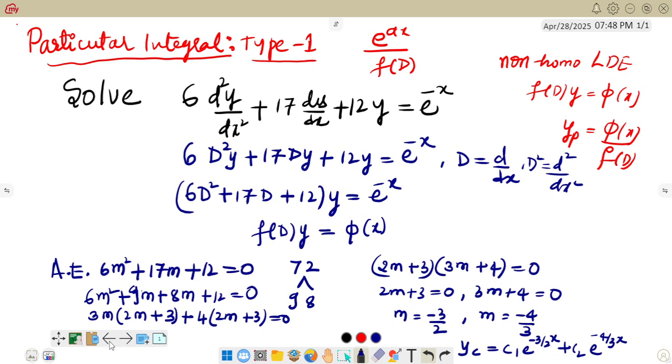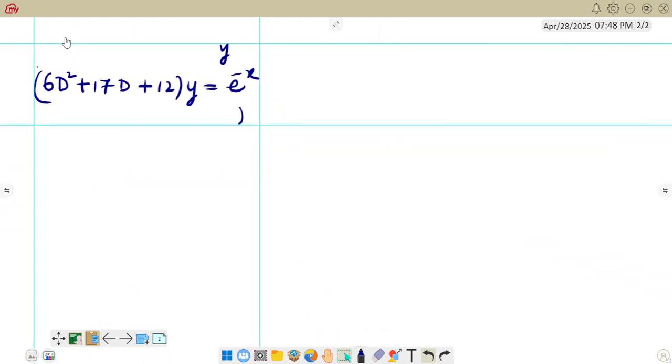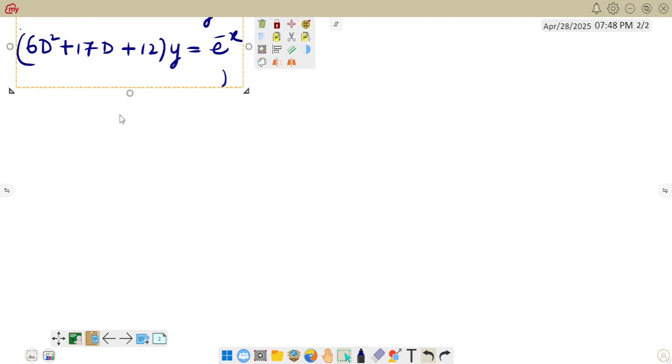As I told you already, the solution of this non-homogeneous equation contains the sum of the complementary function and the particular integral. This is the complementary function, and we need to find the particular integral. To find the particular integral, we have to take the standard form of the equation. So let us take this equation to the next slide and paste it here. Now let us consider this equation.